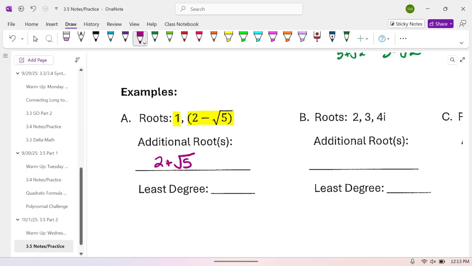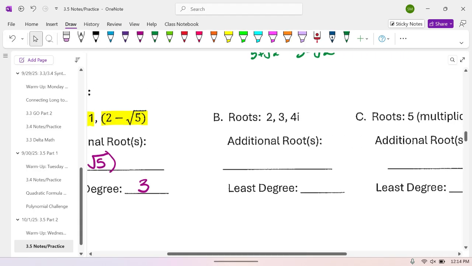Good. And I put parentheses around it just so I know that it's all one root. All right. So how many roots do I have total? So including the one that we just came up with, how many do I have total? 3. So what do you think my degree would be? 3. All right. Does that make sense, guys? Pretty straightforward.